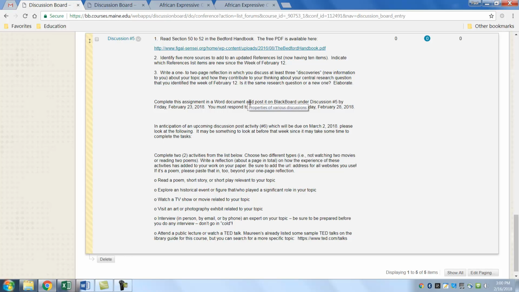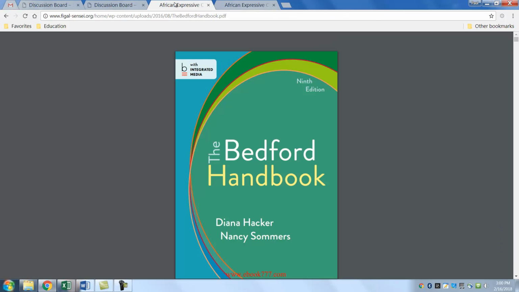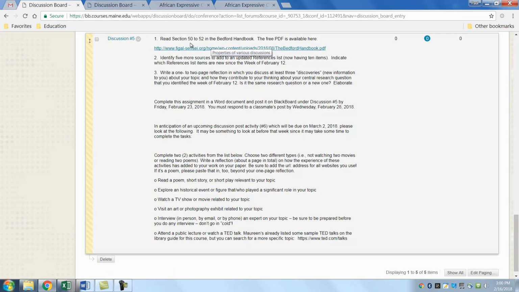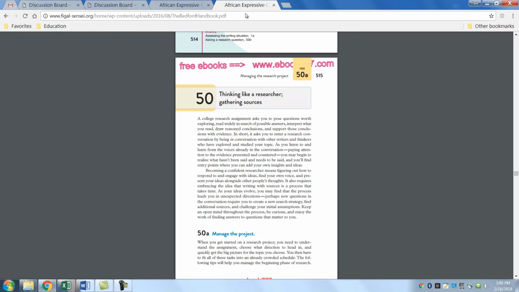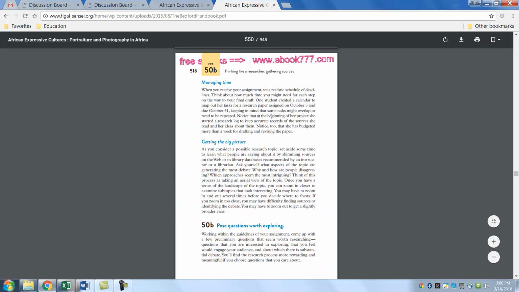Now, you're going to read the Bedford Handbook. Now, this used to be the required text for the course. So, you're using Easy Writer, but there's still some good information in the Bedford Handbook. So, without having to pay for it, there's a free PDF at this site. And the cover looks like this. And, going back to that discussion board, you're going to read sections 50 to 52, so, sections around page 515. And it's about gathering your sources. So that's what you're doing right now.